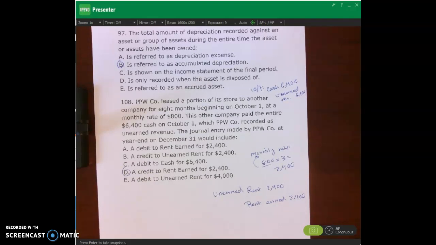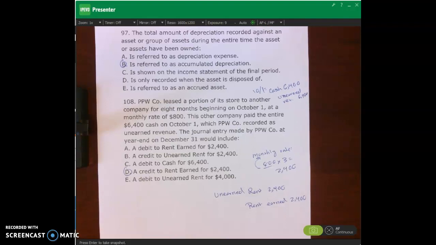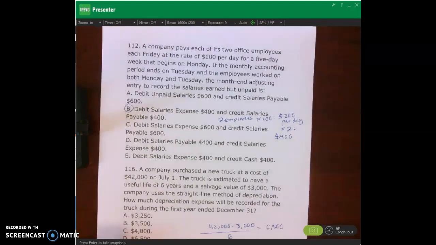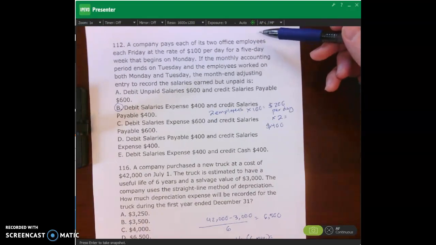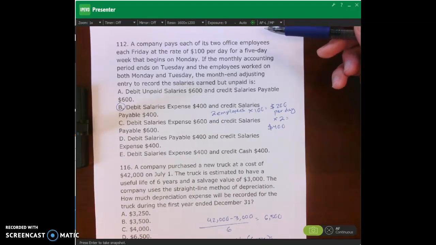As I've said a couple times now, the best way to solve these problems is to write out the full journal entry and then let that help you choose the multiple choice answer. Okay? So let's look at numbers 112 and 116. It says a company pays each of its 2 office employees each Friday at the rate of $100 per day for a 5-day week that begins on Monday.